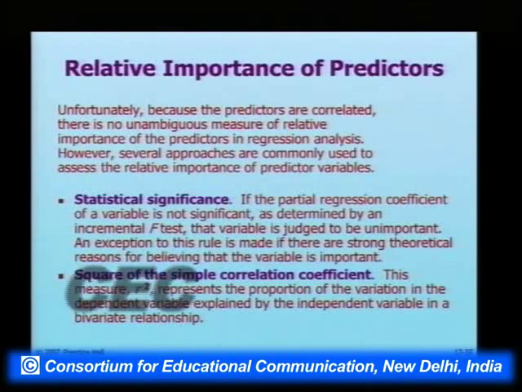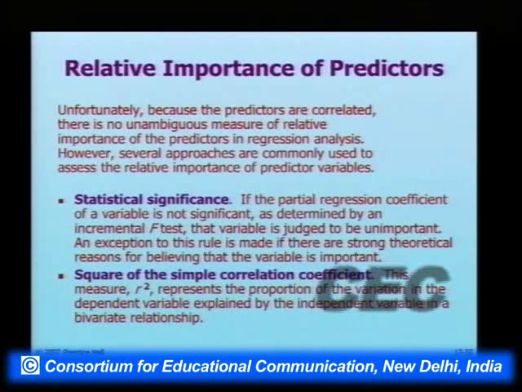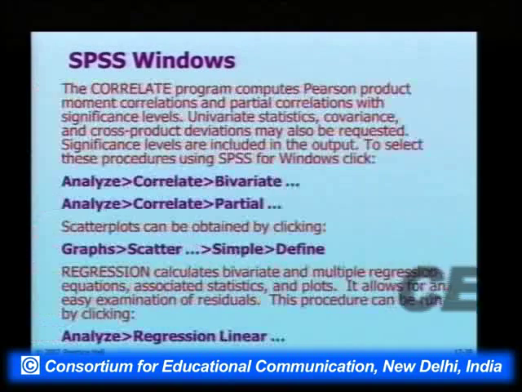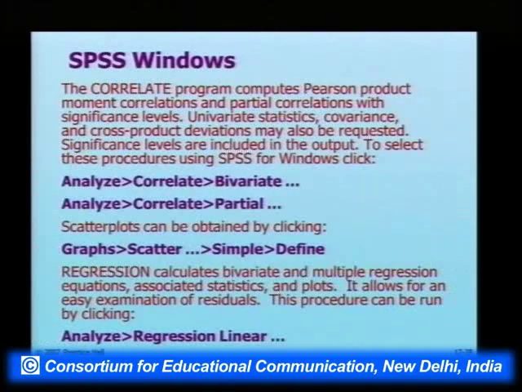Relative importance of predictors. When we want to know the relative importance of predictors, we have to look at either the partial correlation coefficients, or else we can also look at the standardized regression coefficients. These are the programs and steps which we use when we are using SPSS in Windows.